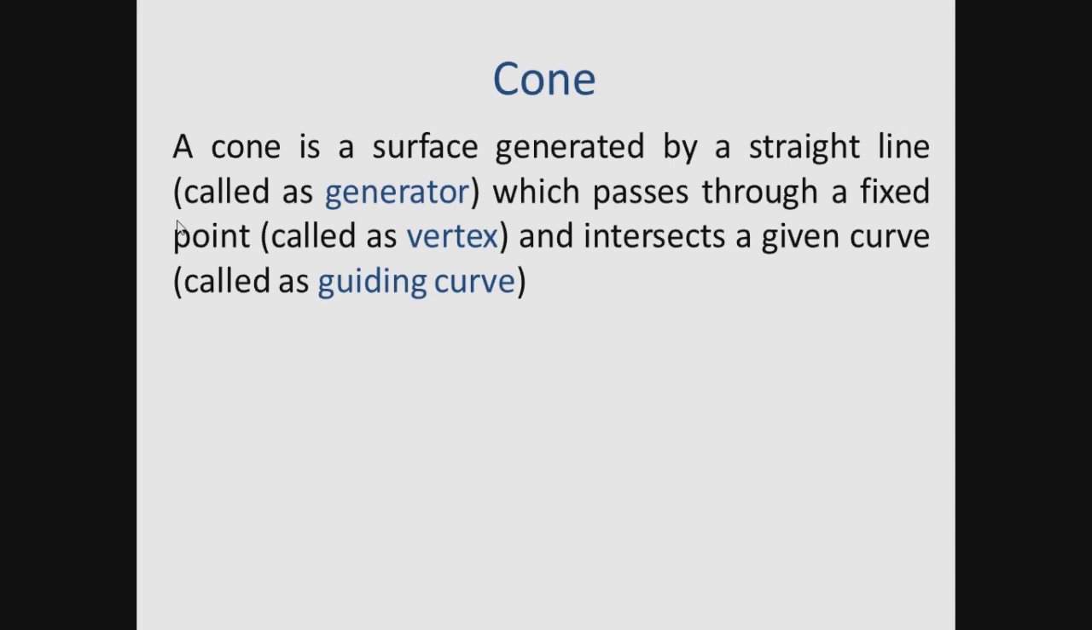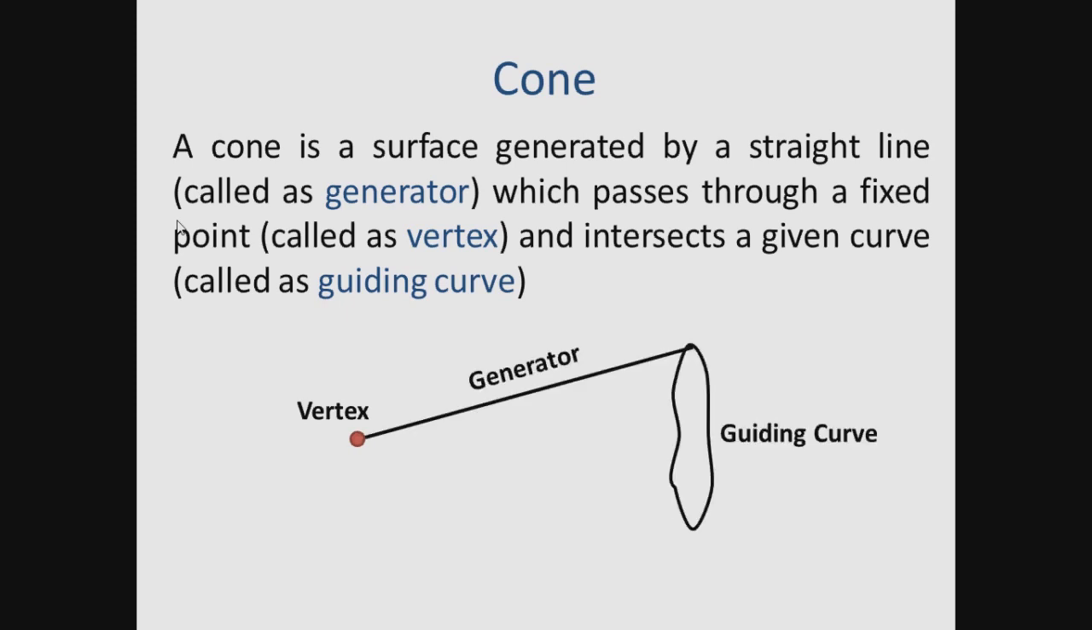Students, today we'll see the next solid structure, that is cone. A cone is a surface generated by a straight line called a generator, which passes through a fixed point called the vertex, and intersects a given curve called the guiding curve. So we have a fixed point called vertex and a fixed curve, the guiding curve, and a line which always passes through the vertex and revolves about this guiding curve. Whatever surface is generated by that generator is nothing but a cone.